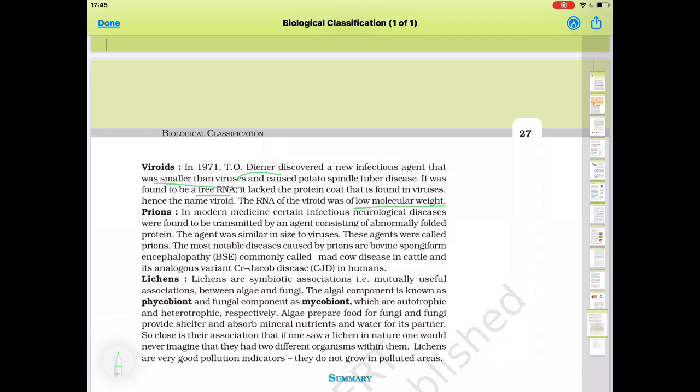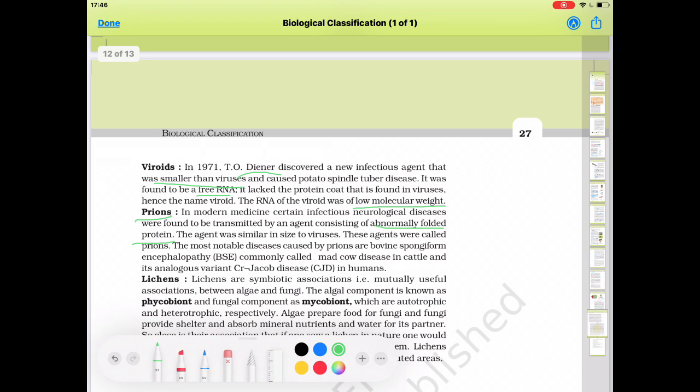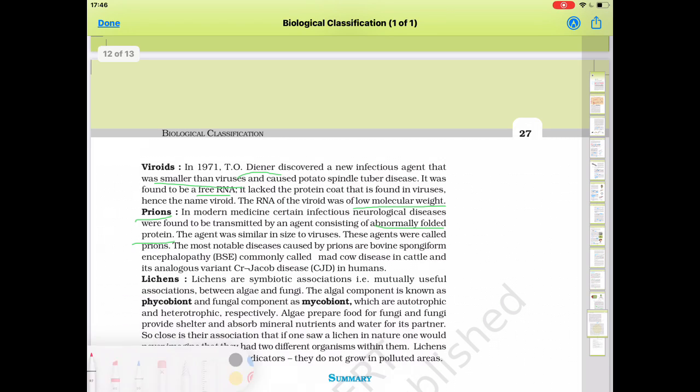Next is prions. They are similar in size to viruses. They consist of abnormally folded proteins. They cause bovine spongiform encephalopathy, that is mad cow disease in cattle.